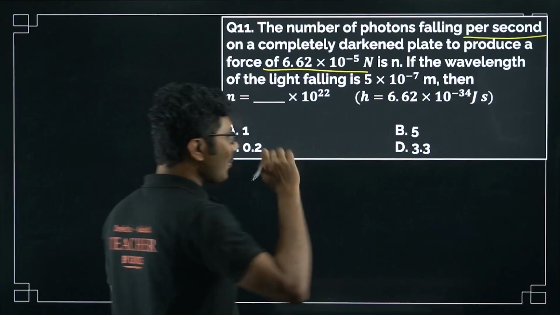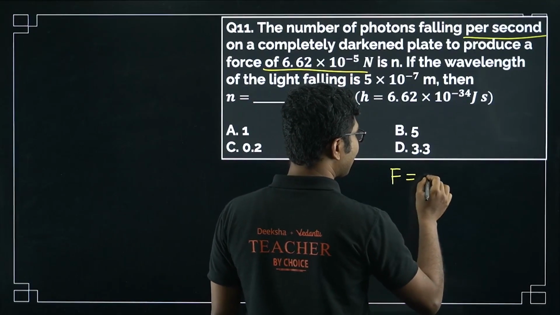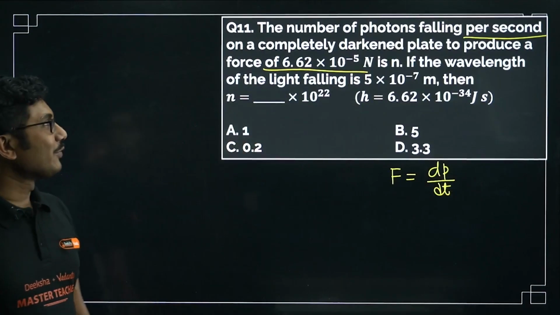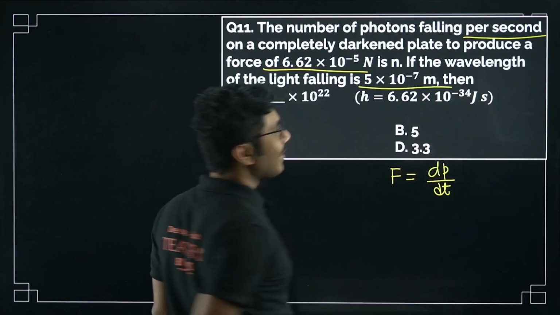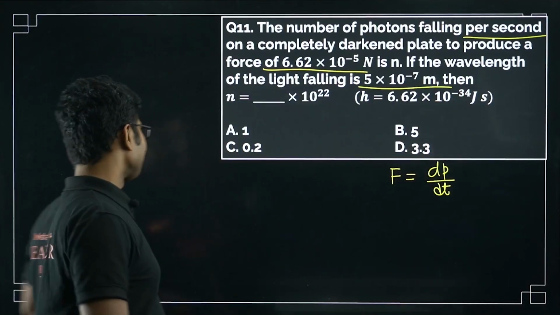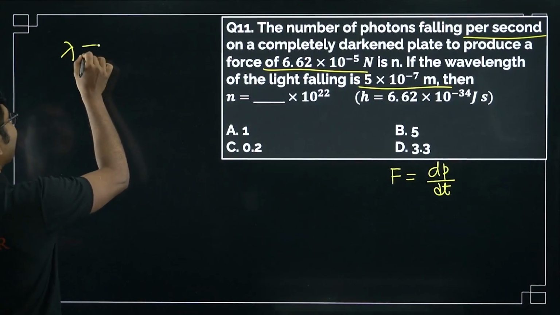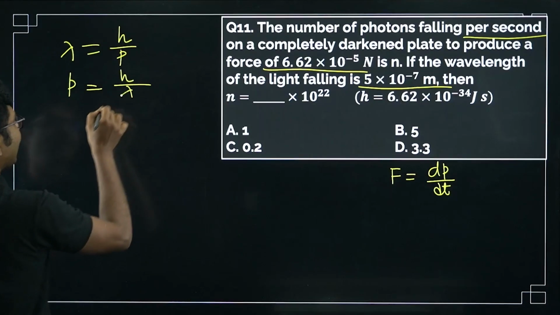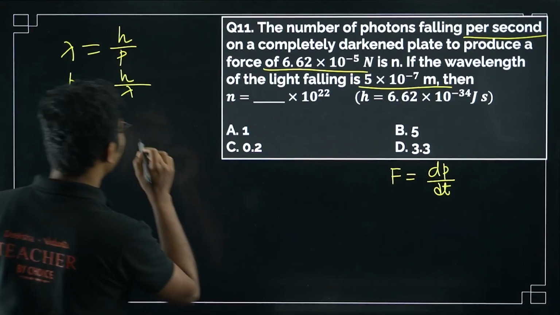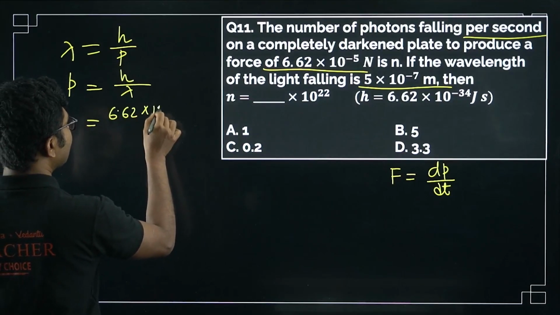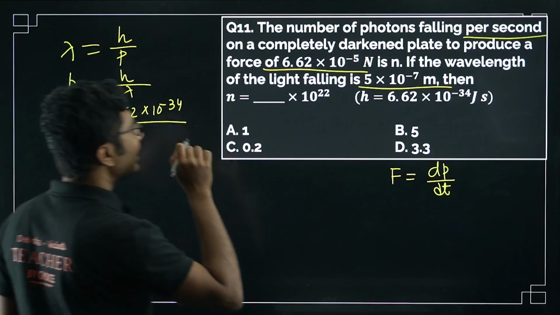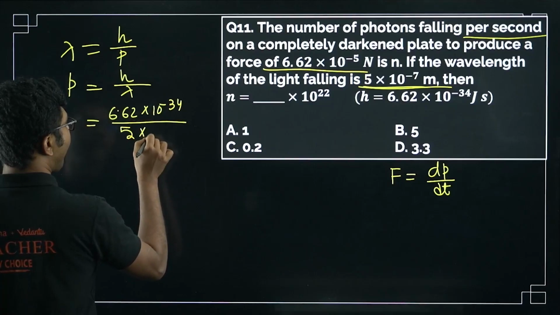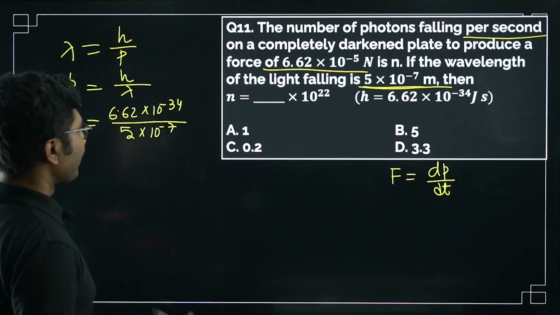Basically you have to go back to Newton's second law and remember that force is the rate of change of momentum. So from the wavelength of light you have to calculate the momentum of light. Wavelength is h by p, so momentum is h divided by lambda. What is h? h is given here, 6.62 into 10 to the power of minus 34. And the wavelength is given here as 5 into 10 to the power of minus 7. This is the momentum, right?